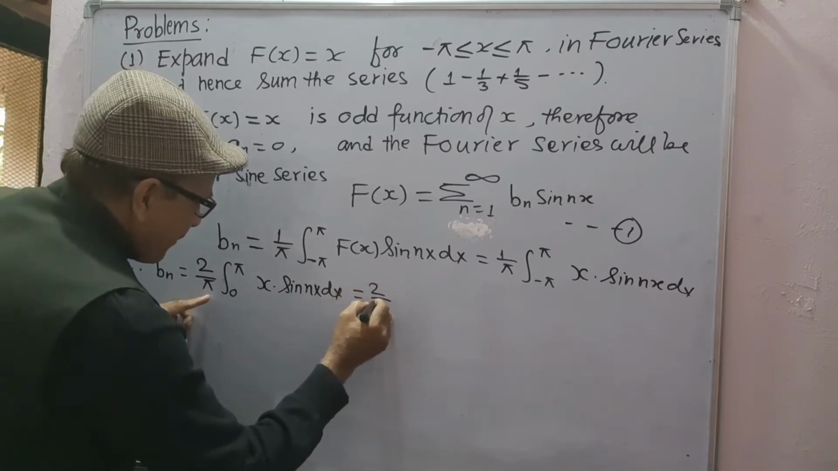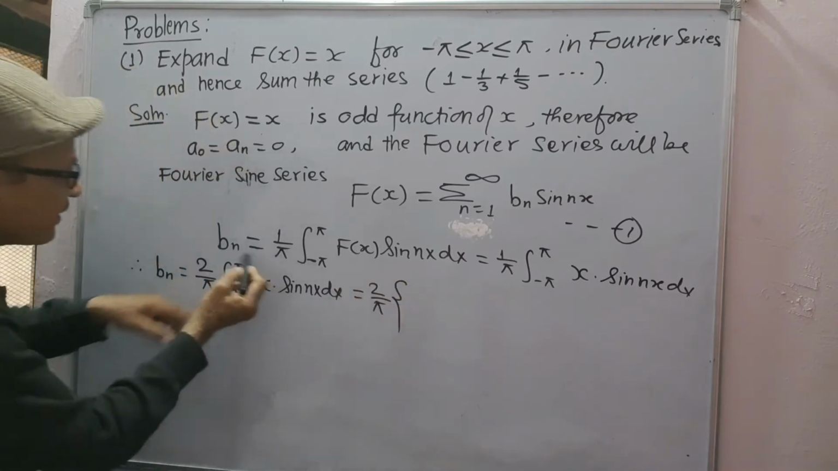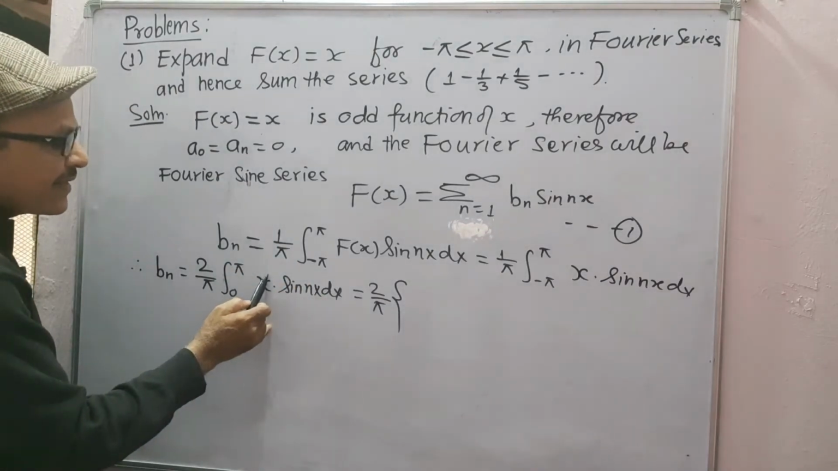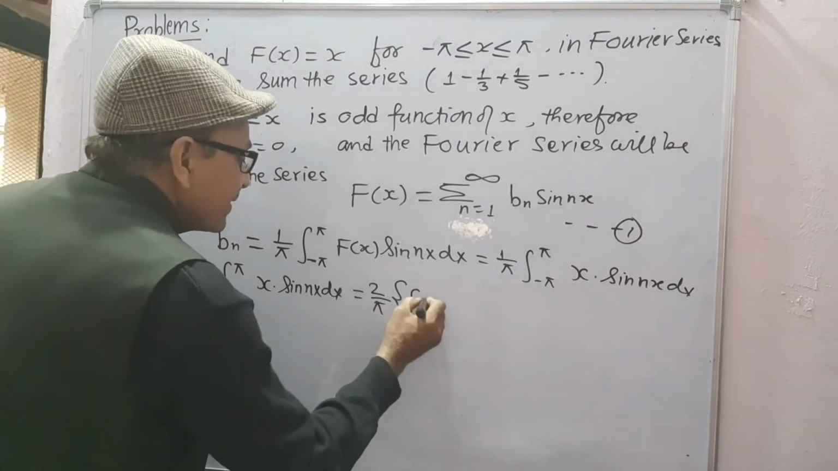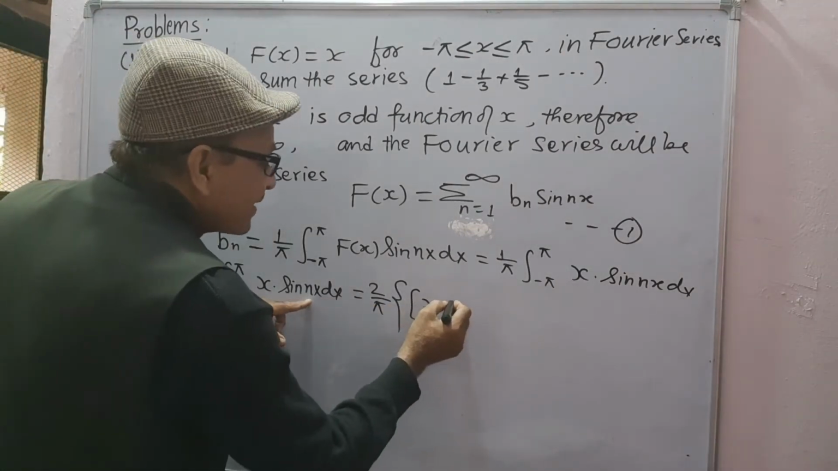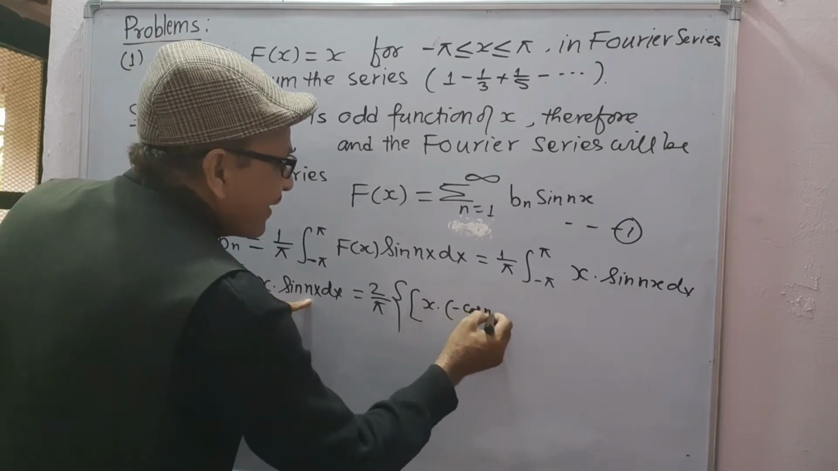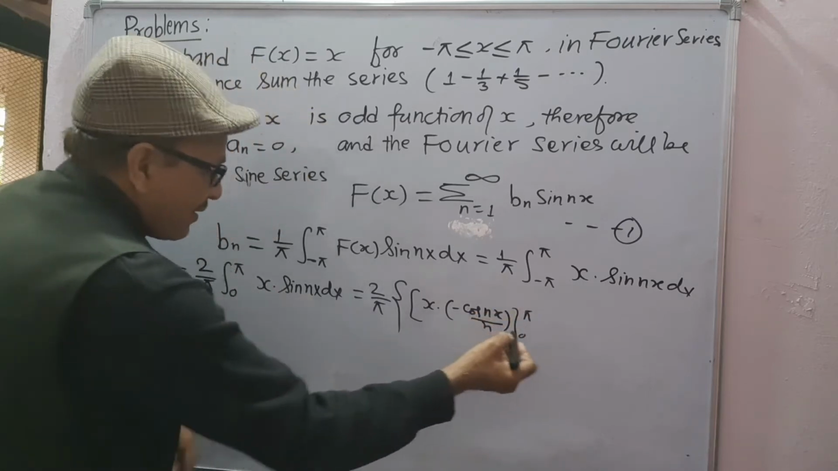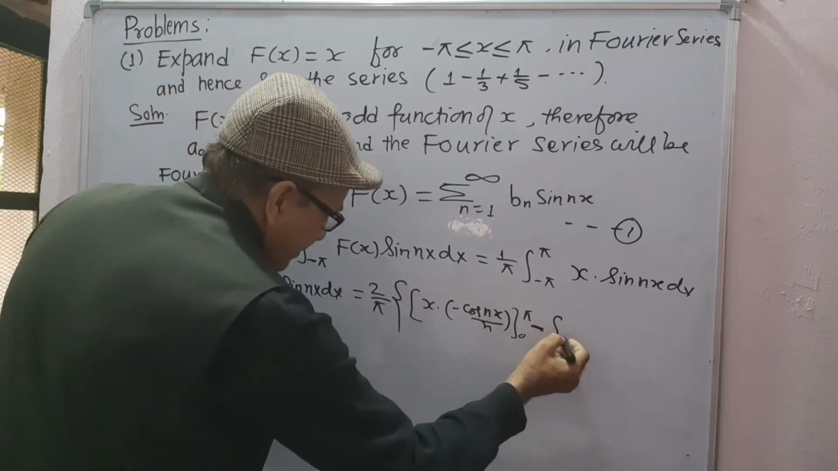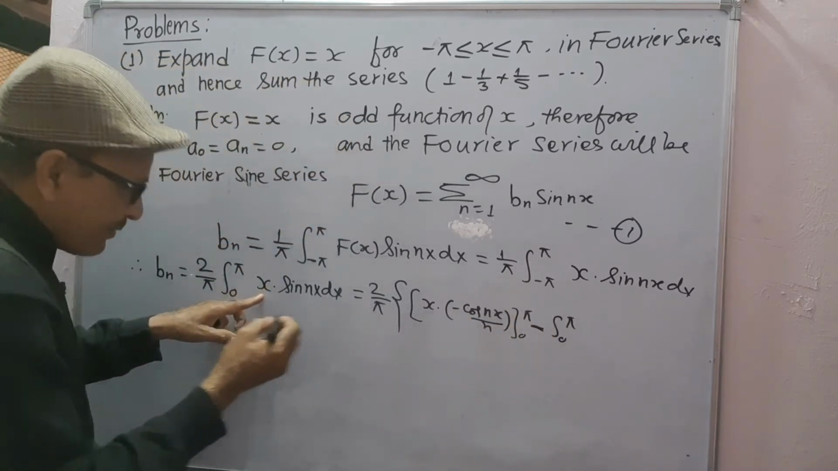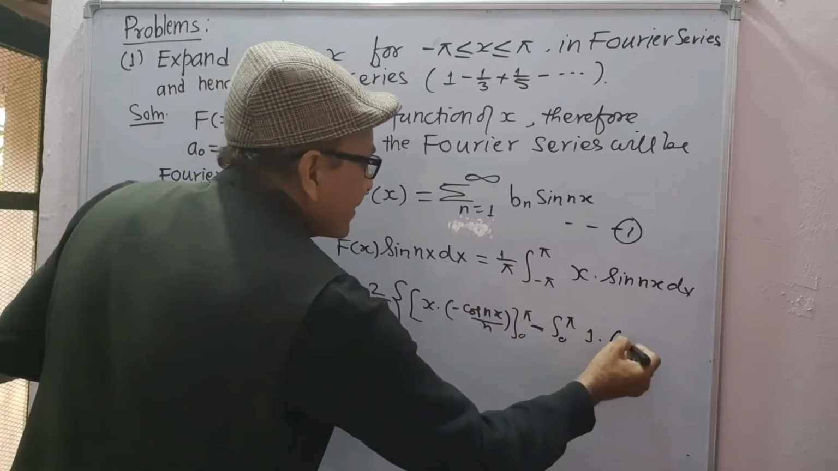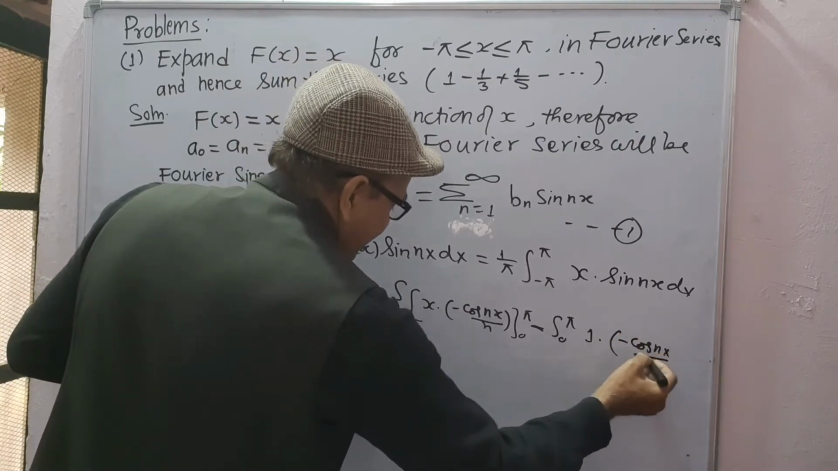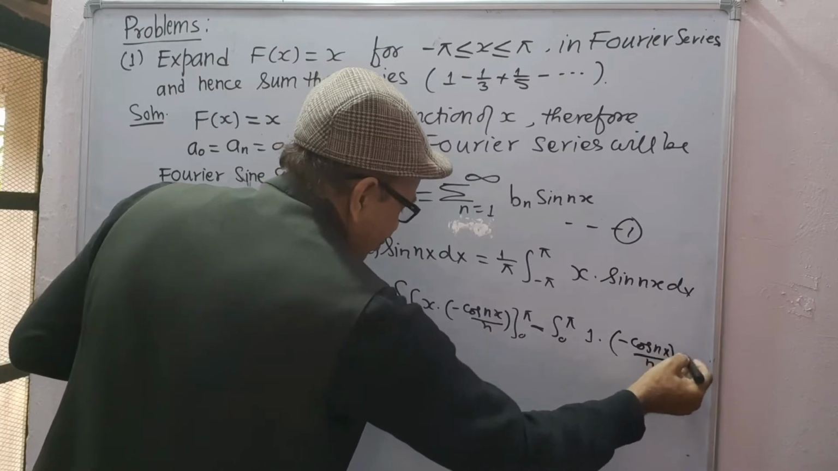2 upon pi is common, and we can integrate this with the by parts method, taking x as u and sin nx as v. So it gives x into integral of sin nx, which is minus cos nx by n, from 0 to pi, minus integral 0 to pi. Derivative of x is 1. Antiderivative of sin nx is minus cos nx upon n into dx.